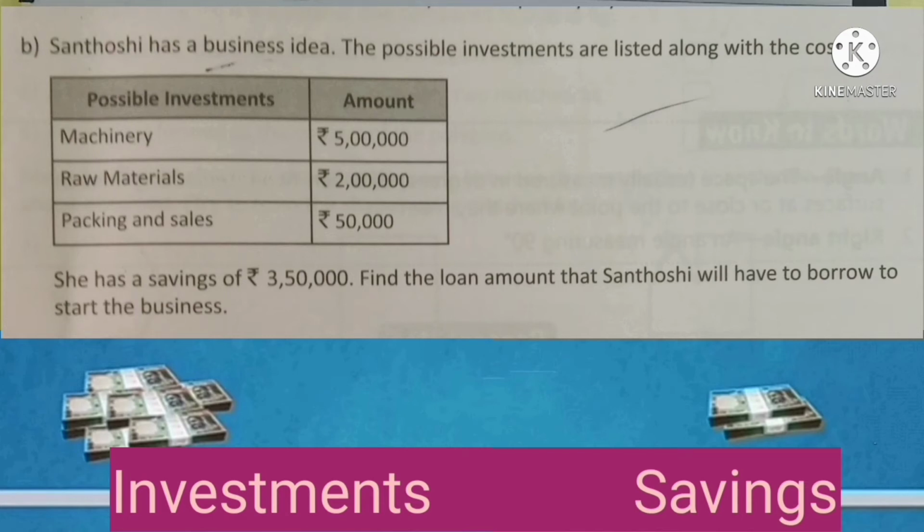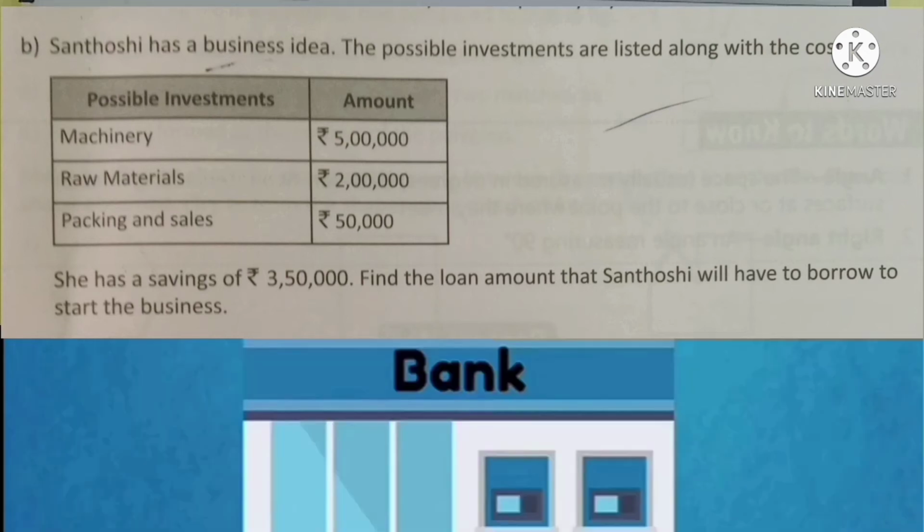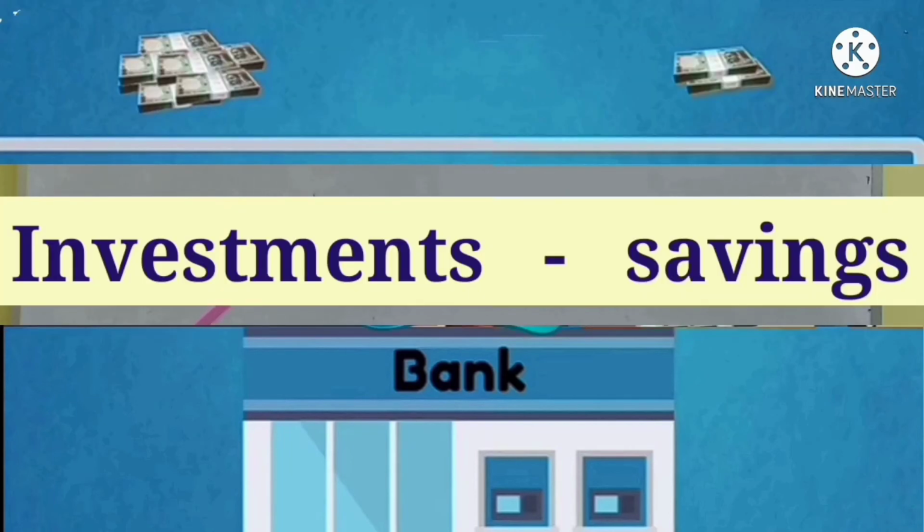Santoshi needs money to start the business. She is using her savings, which is important but not sufficient money. So the balance amount she has to borrow from the bank. First we have to find the total investment, so we add these numbers. Then we have to subtract the savings amount from the total investment. The balance is the amount she has to borrow from the bank.